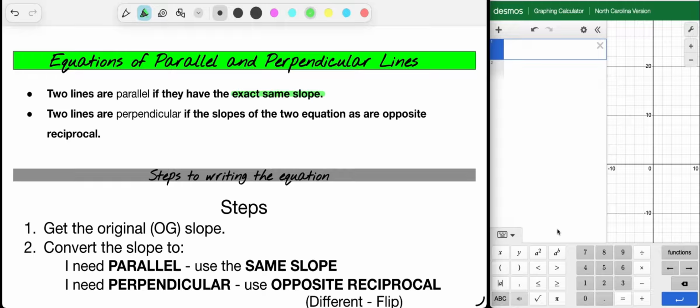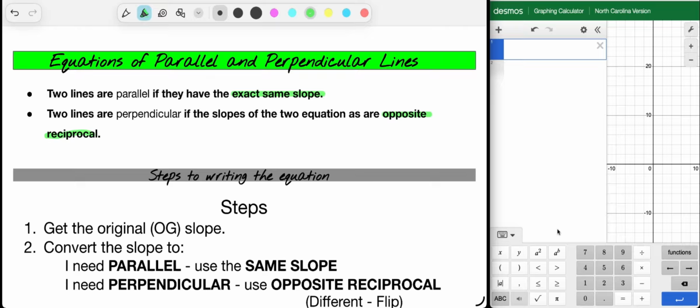Two lines are perpendicular if the slopes of the two equations are opposite reciprocals. So when we write an equation that is perpendicular, we got to make sure the slopes are opposite reciprocals. Now, I may say something different like different flip, but it's the same thing. Opposite, for us, means the signs. The signs have to be opposites of each other. That means one positive, one negative. Reciprocal or flip means they're flipped versions of each other. You would see numbers where the fractions are flipped over, like it might be 5 over 4 and then the other one be 4 over 5.